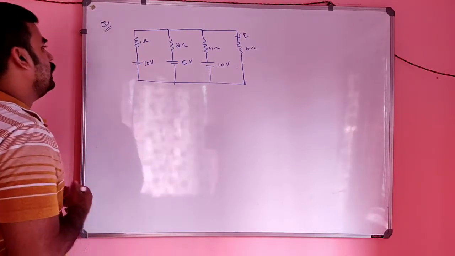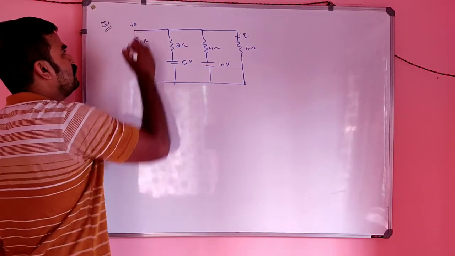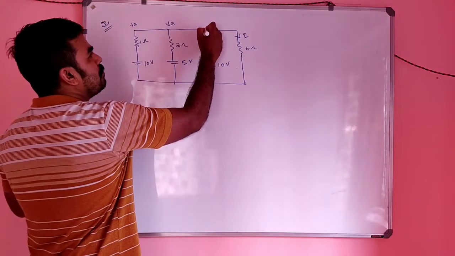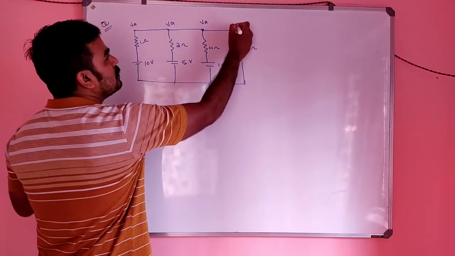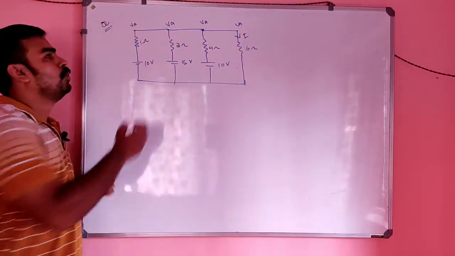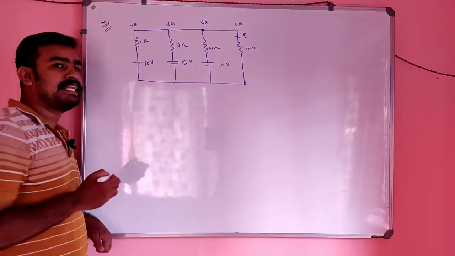So for that, I'm assuming a voltage here, let it be VA. If it is VA here, this is also VA, no? Because all are connected together. So it is VA, VA, VA, all VA, right?